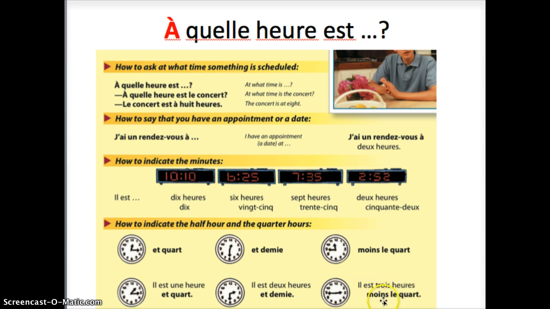So it's your equivalent of 2:45. So you need to round up the hour and then subtract your quarter, okay? Il est 3 heures moins, minus a quarter. Okay, so try to practice at home and we'll do some more activities in class as well.